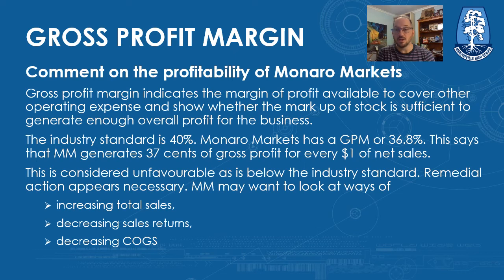I've just rounded that 36.8% up to 37 because that's what it's saying, 37 cents of gross profit for every $1 of net sales. This is considered unfavourable as it is below the industry standard. Remedial action appears necessary. May want to look at ways of increasing total sales, decreasing sales returns, and decreasing the cost of the goods sold. Those 3 measures will improve the gross profit margin, and they come directly from the income statement and the calculation of the gross profit margin.